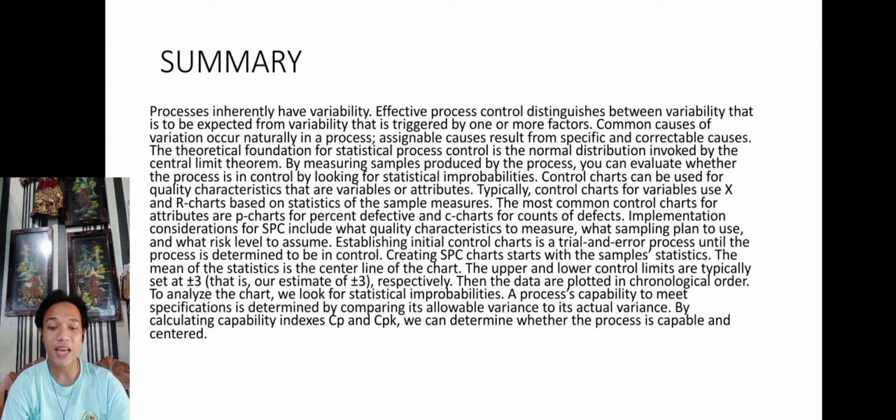Then the data are plotted in chronological order. To analyze the chart, we look for statistical improbabilities. A process's capability to meet specifications is determined by comparing its allowable variance to its actual variance. By calculating capability indexes Cp and Cpk, we can determine whether the process is capable and centered.